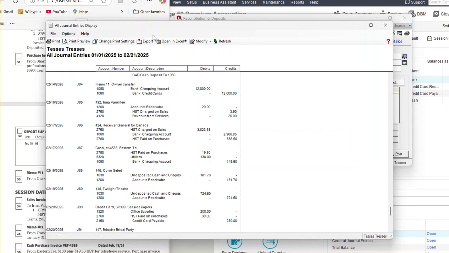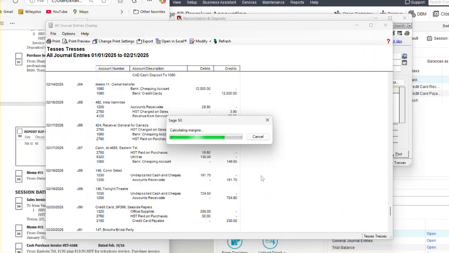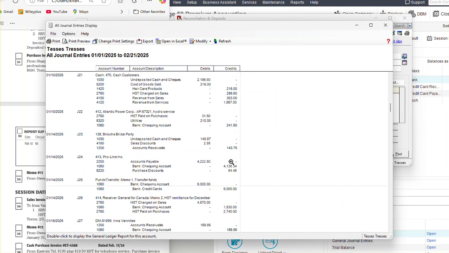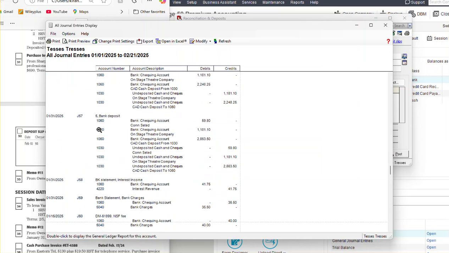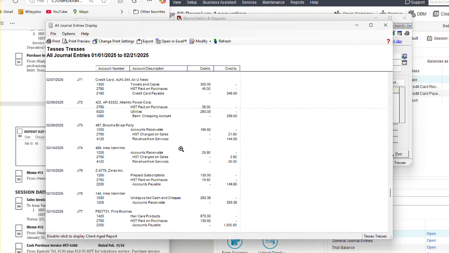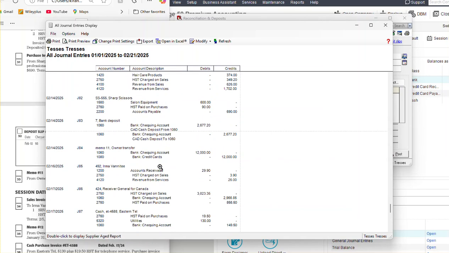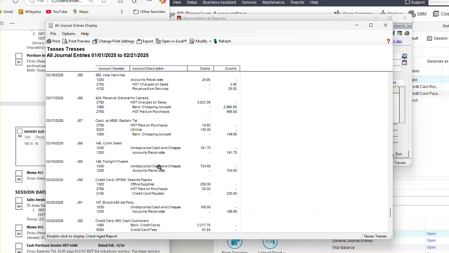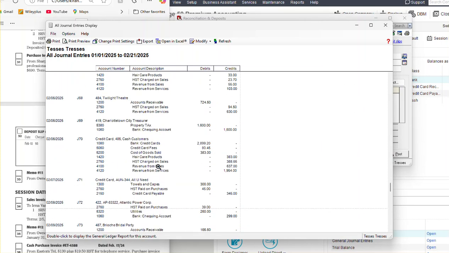So I am going to modify the report option. I want it with the correction. Sometimes you don't see it. So the other one that was incorrect was the deposit 6. So you can redo and reverse the deposit 6 and redo it. 5 was good. 6 was not good. 7 was not reversed. So let's reverse the 7 too.